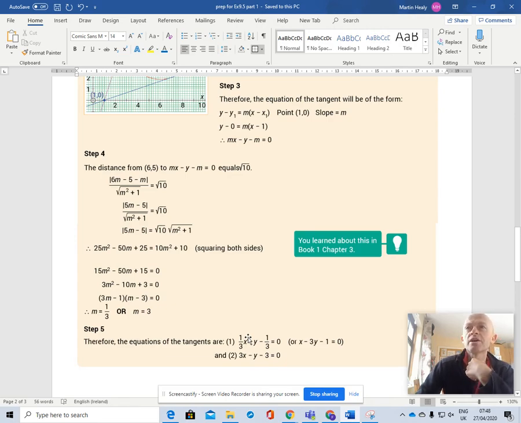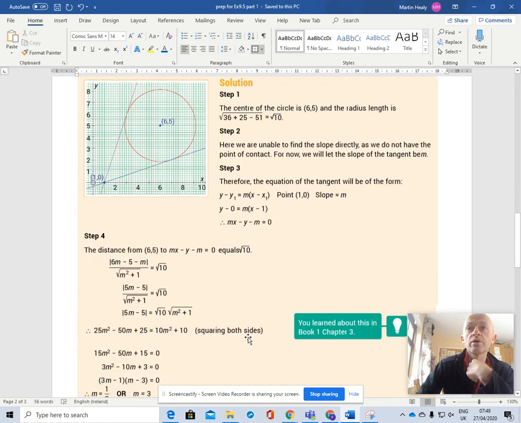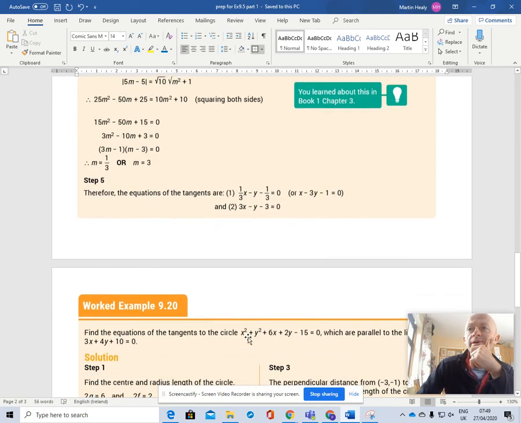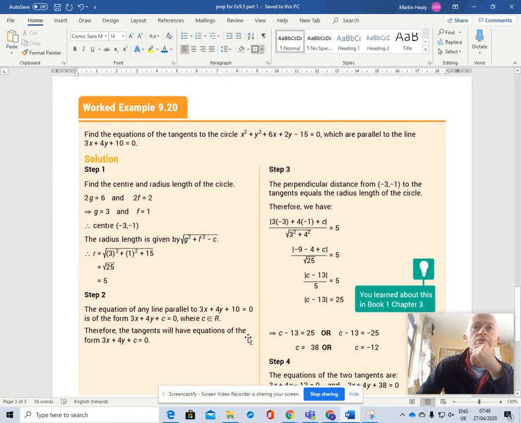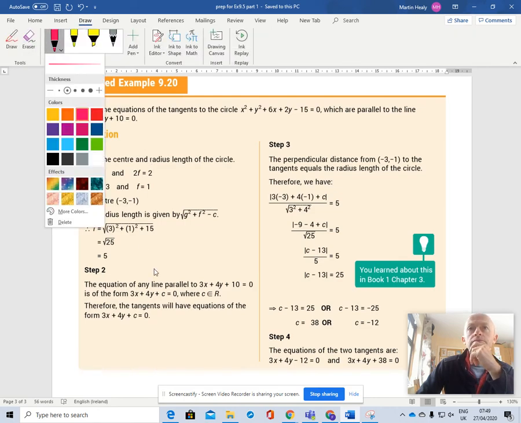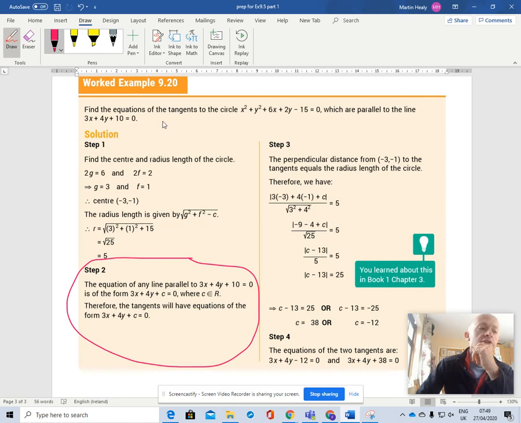That's a fairly sophisticated question. It is one I would practice and just get right because it could come up as a 15 or 20 mark question. And this one here, one really important thing here is this bit here. You're talking about parallel lines. We'll hit on that now in a second. So for the question, find the equations of the tangent to this circle here, which are parallel to this line here. Again, we can write down the center and the radius straight away.